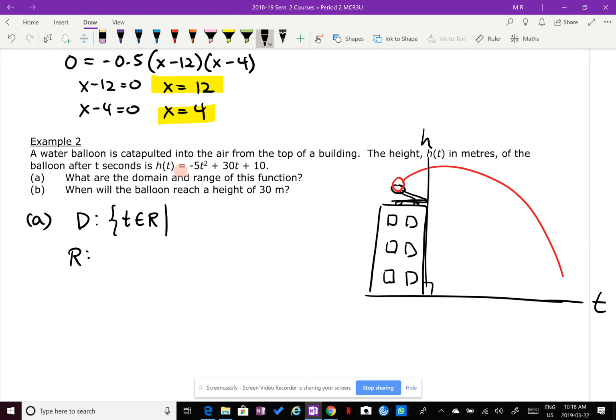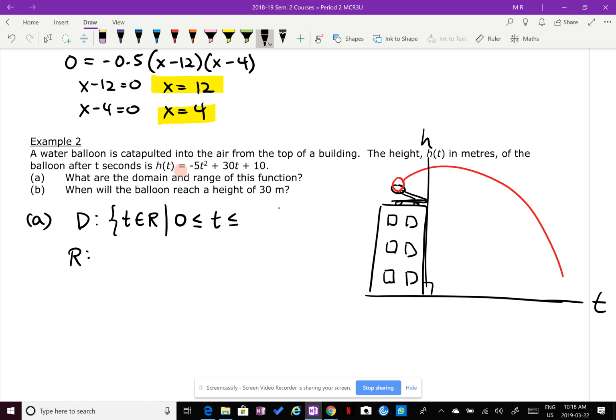So we start with t, because t is my independent variable. So t is every real number. And t represents time after t seconds. And so with time, we don't usually have negative values, so I'll start at 0. So 0 less than or equal to t.